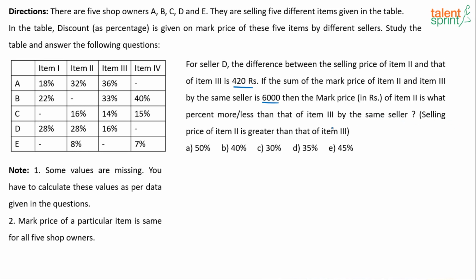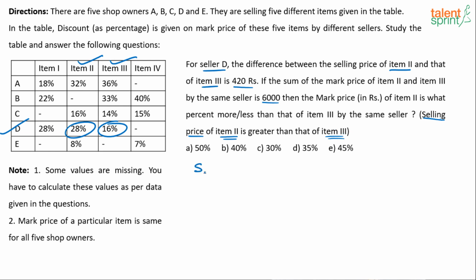Now that's again an interesting one, right? We are referring to seller D, and there are two items that we are talking about, item 2 and item 3. So the percentages that we know clearly are 28 and 16. So what does he say? The difference between the selling price of item 2 and that of item 3 is 420 rupees. By the way, in the last statement, he has also mentioned that selling price of 2 is greater than 3.